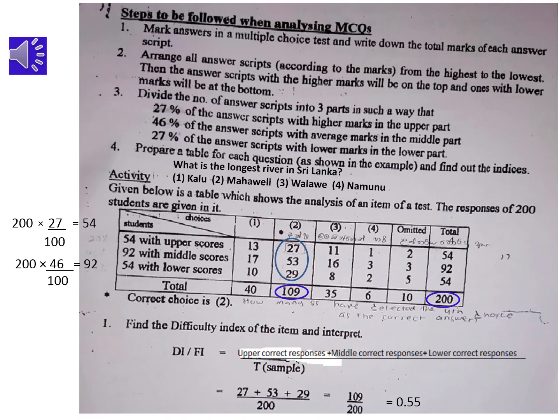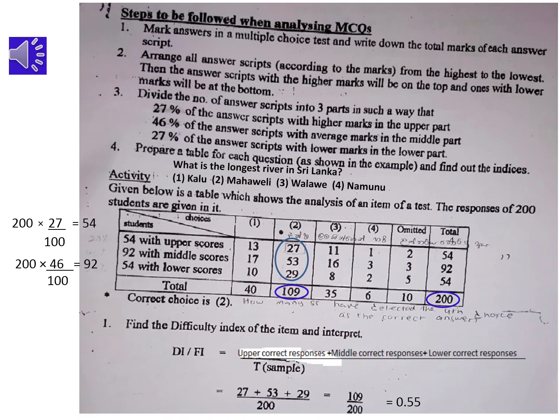Activity. Given below is a table which shows the analysis of an item of a test. This is based on one particular question. For example, I have included, what is the longest river in Sri Lanka? This is the common example. Just for this one, we'll take it. What is the longest river in Sri Lanka? That's the question, right? The stem.